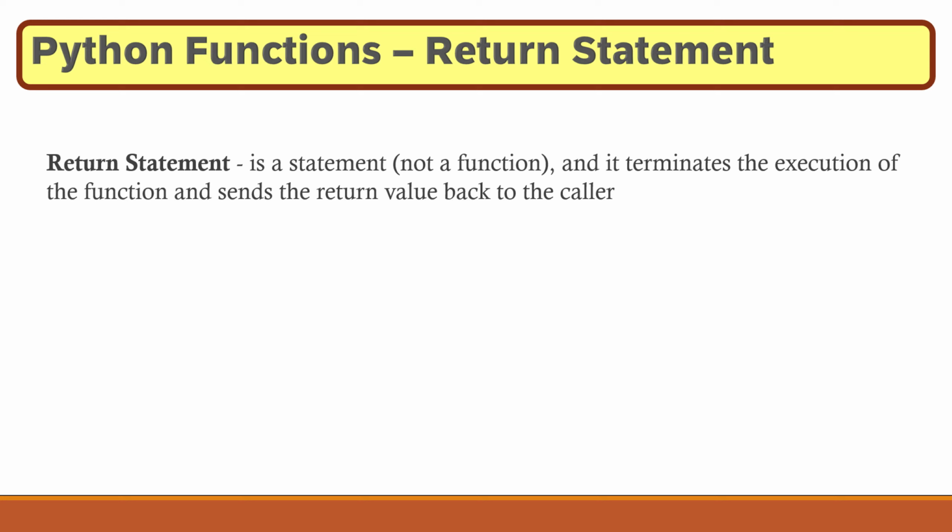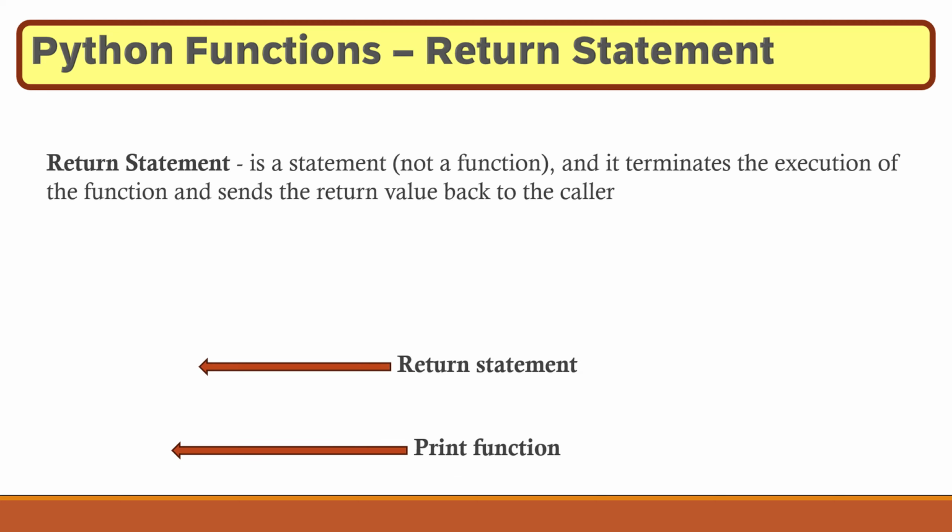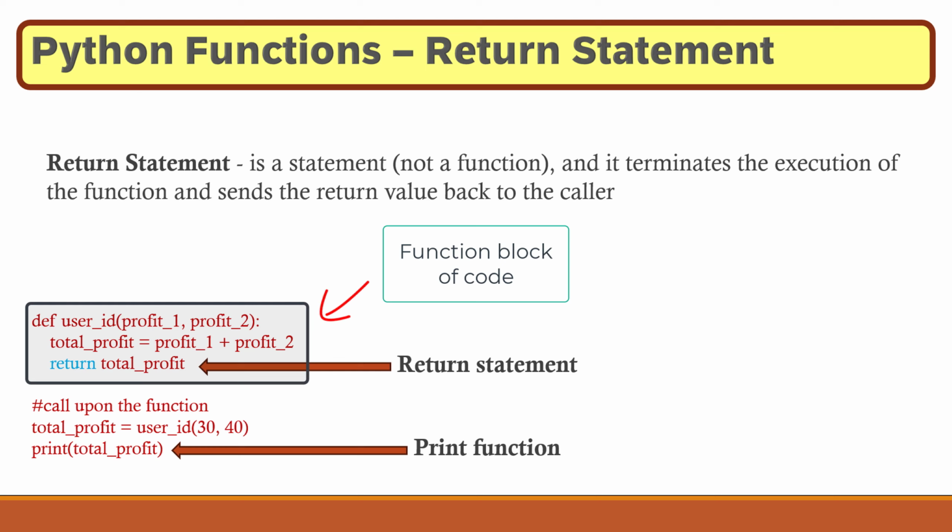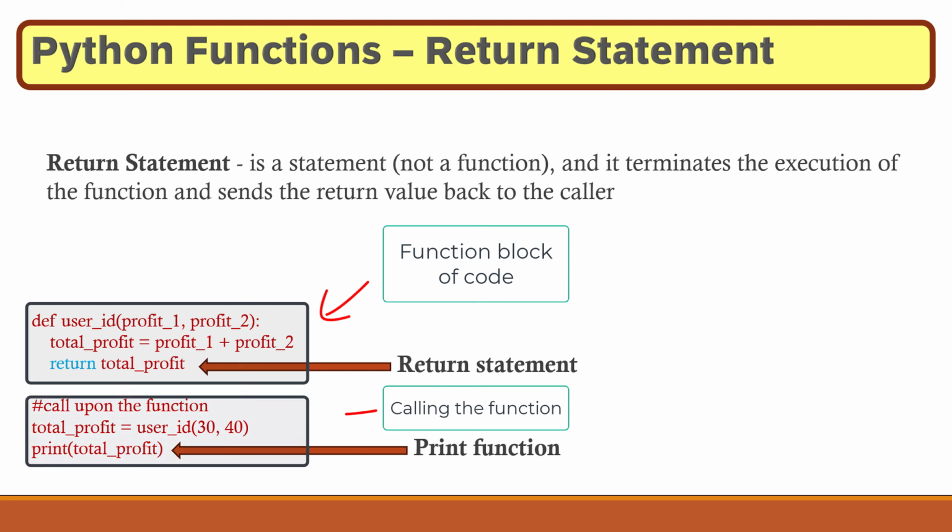Technically speaking, a return statement, which is a statement by the way, whereas print is a function, terminates the execution of the function and sends the return value back to the caller code, so you cannot type any code after the return statement. In red we see the profit function, which is made up of parameters profit1 and profit2. We add these together, profit1 plus profit2, and then we return total_profit. When we call the function in the second set of code, we print total_profit to the screen. However, it's easier to understand when running the code itself, so let's jump into PyCharm and have a look.